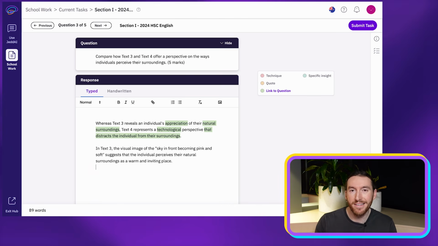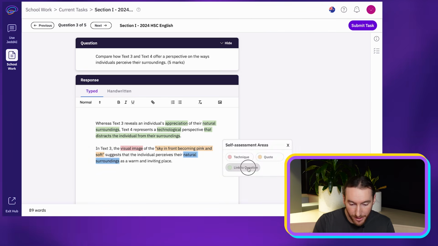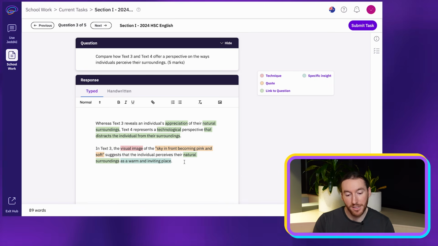All right, let's write in those two sentences of analysis. So for the first sentence, keep it simple. We have to establish which text we're talking about. In text 3, the visual image of the sky in front becoming pink and soft, short and sweet, suggests that the individual perceives their natural surroundings as a warm and inviting place. So that's the link to the question. And as a warm and inviting place, that is our specific insight. That's our specific breakdown of that. So you can see we're responding to the question in a specific way, and warm and inviting comes from pink and soft. Okay, so look for those direct links because then you say something specific.